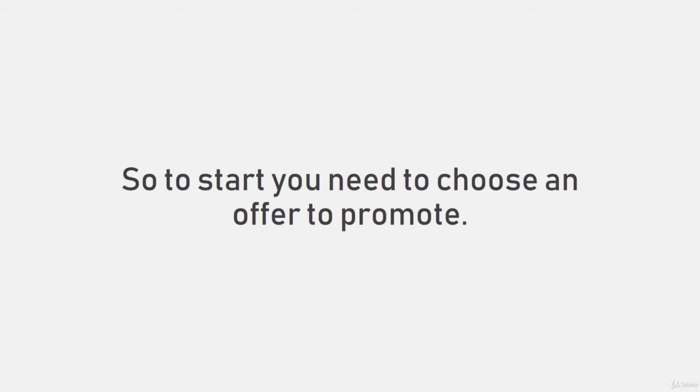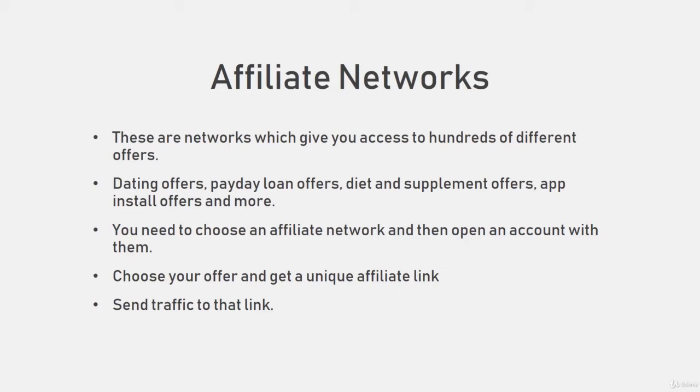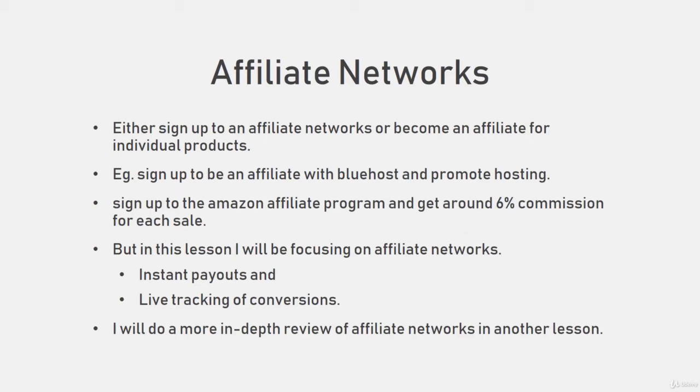To start, you need to choose an offer to promote. For this, we have affiliate networks. So these are networks which give you access to hundreds of different offers, from dating offers, payday loan offers, diet and supplement offers, to app install offers, and anything else you can think of. You need to choose an affiliate network and then open an account with them. In the affiliate network, you choose your offer and get a unique affiliate link, and you can send traffic to that link.